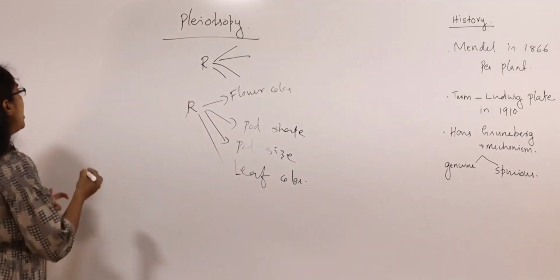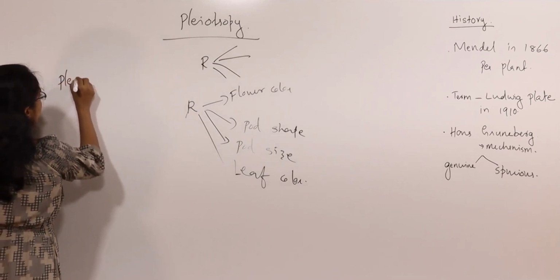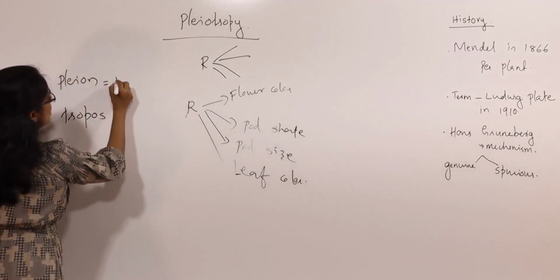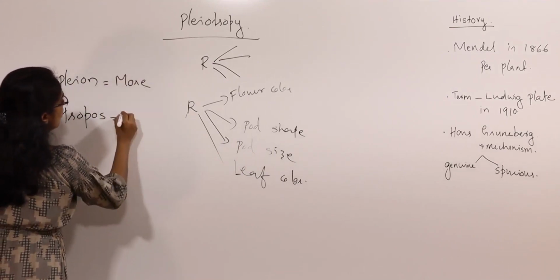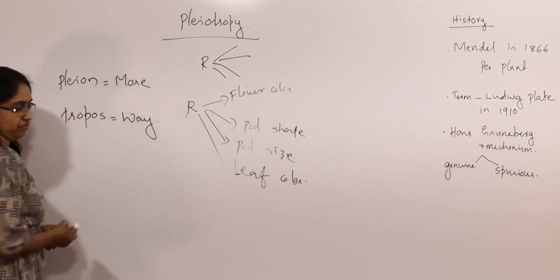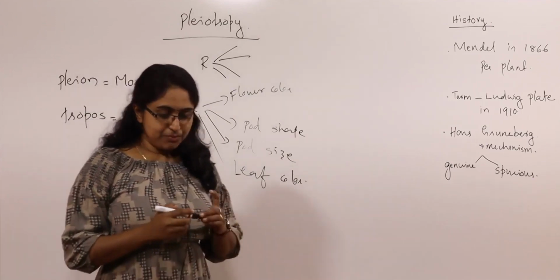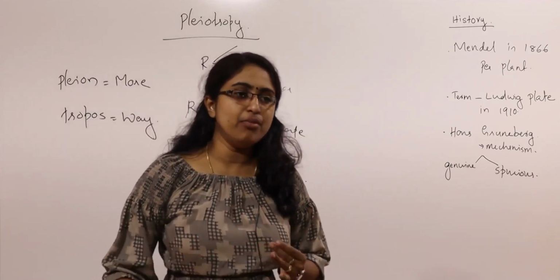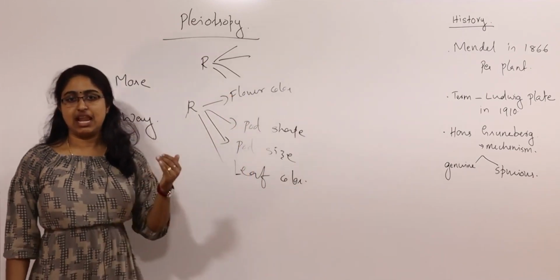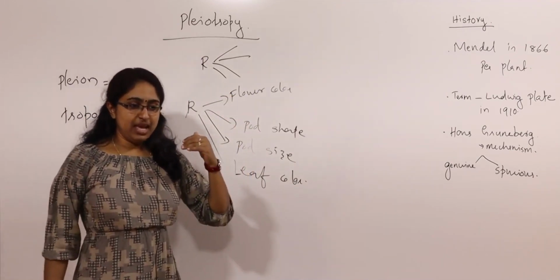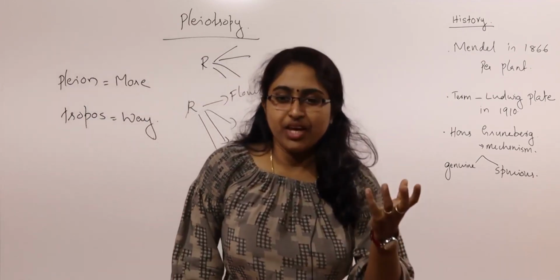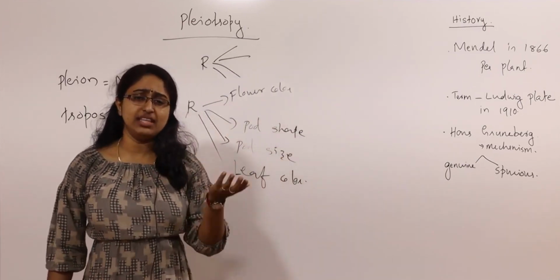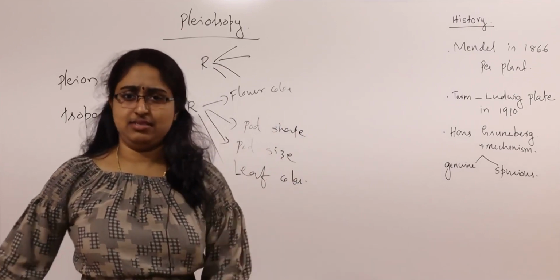The word pleiotropy comes from two words, pleion and tropos. Pleion means more and tropos means way. The concept of pleiotropy was introduced by Gregor John Mendel. At the time of the Mendelian period itself, there was some evidence about pleiotropy, but he failed to explain why this is or what this is.